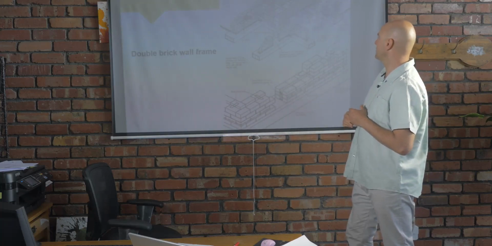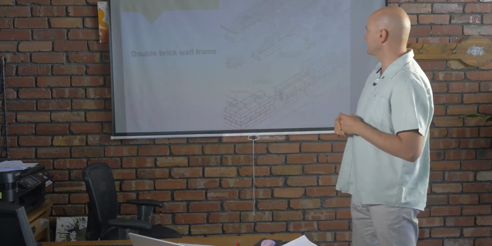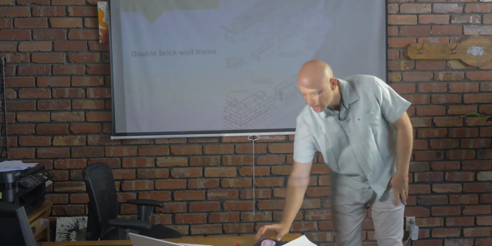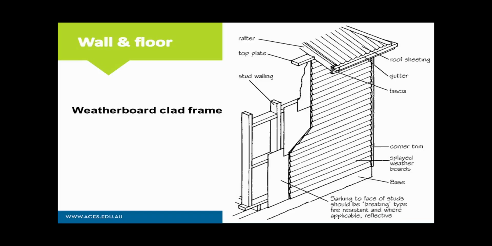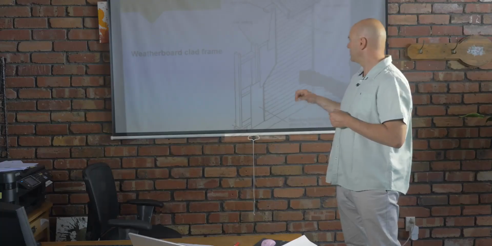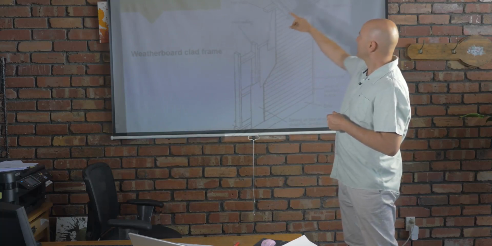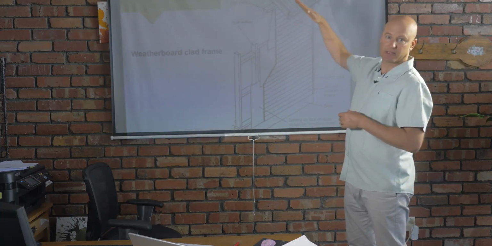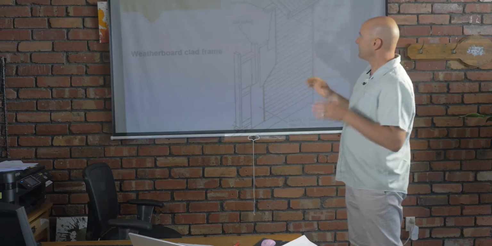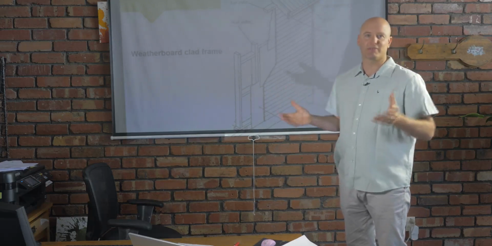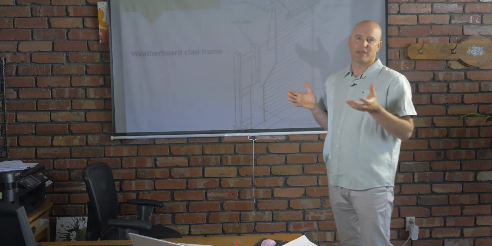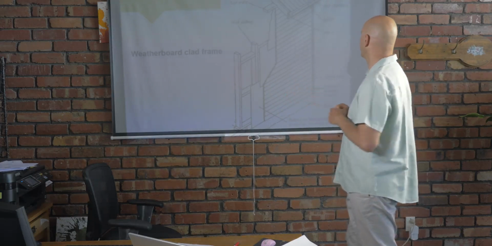So this is the double brick configuration, which I think in Perth they do more of. Now the weatherboard clad frame. This is where you will put a cladding on the outside. So there's your stud walling, a top plate. A rafter is just timber in the ceiling that's going up at that angle. They give a different name for every piece of timber of the frame that's going in a particular direction, and you just need to familiarize yourself with that. There's nothing fancier than that.